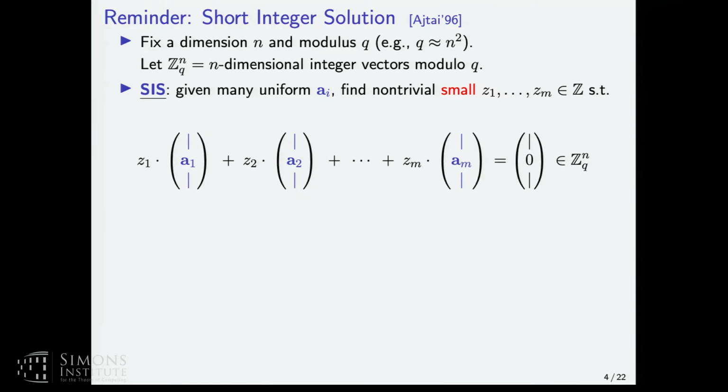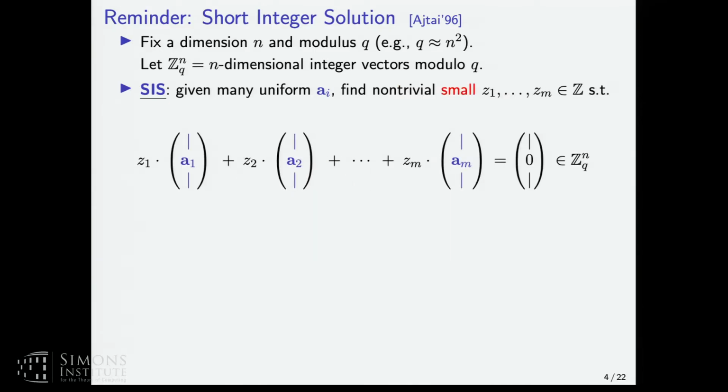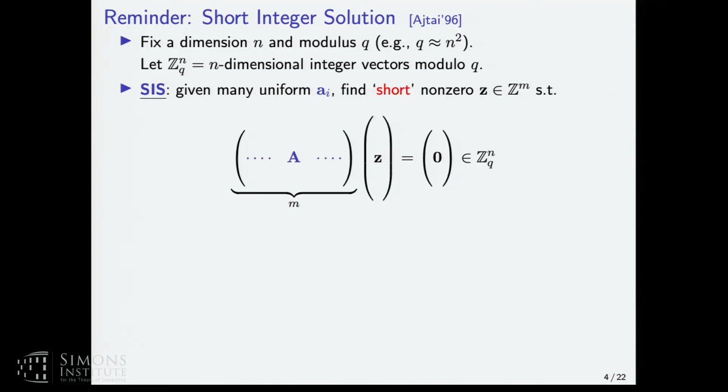So maybe we take one of these and two of these and negative one of these, and they should add up to 0 mod q. That's the goal. We can write this more compactly as a matrix and vector multiplication. If we take these columns, a_1, a_2 through a_m, and bunch them up into a single matrix A, then we have a matrix of height n and width m. Then we're looking for a short non-zero vector z such that A times z is the all-zeros vector.